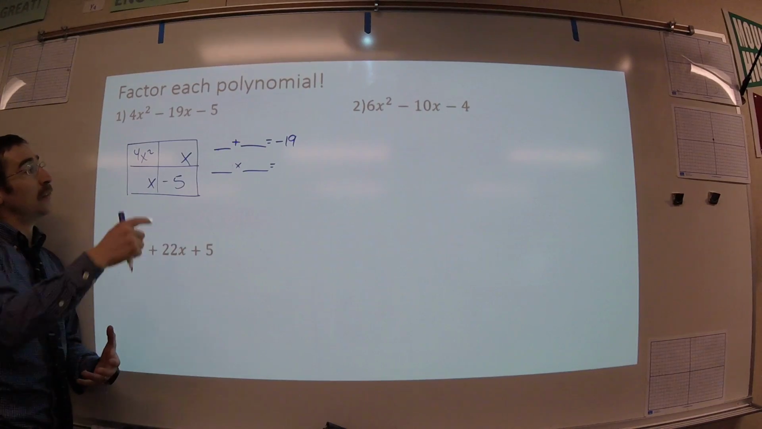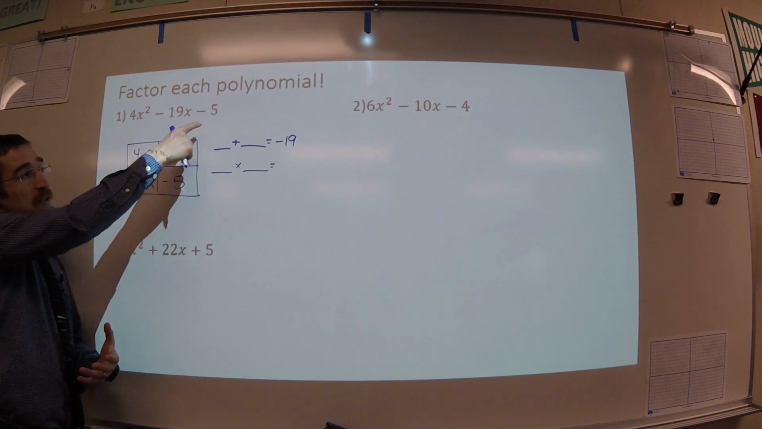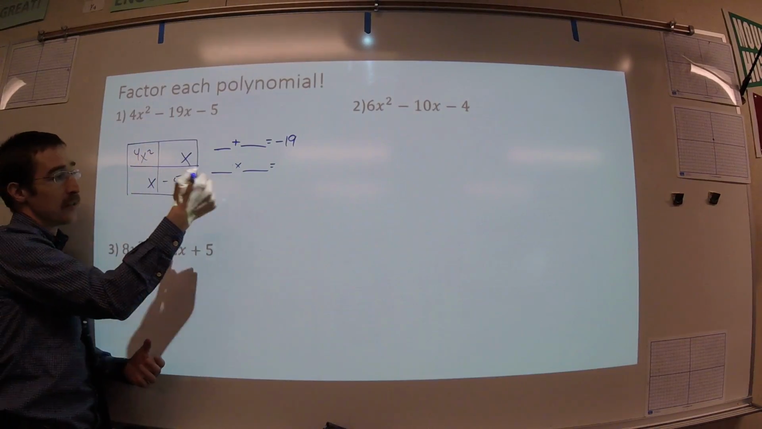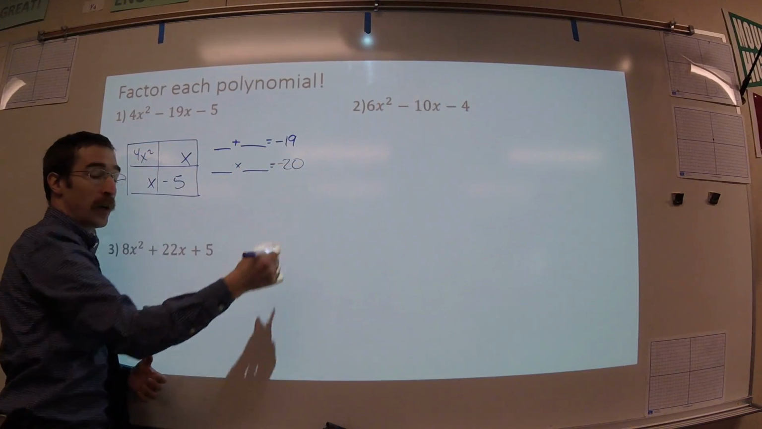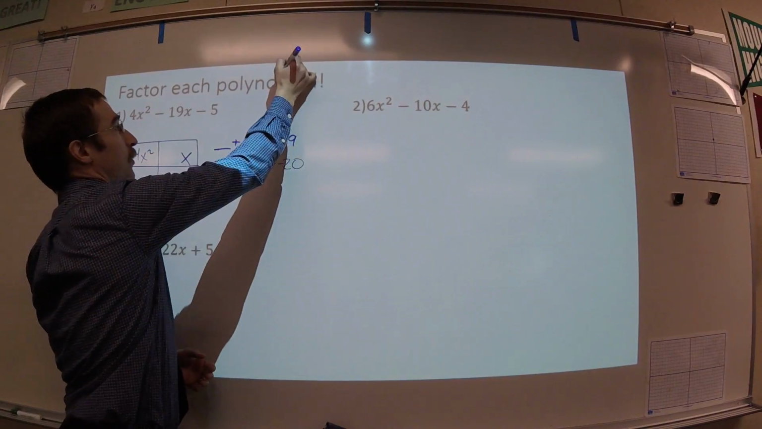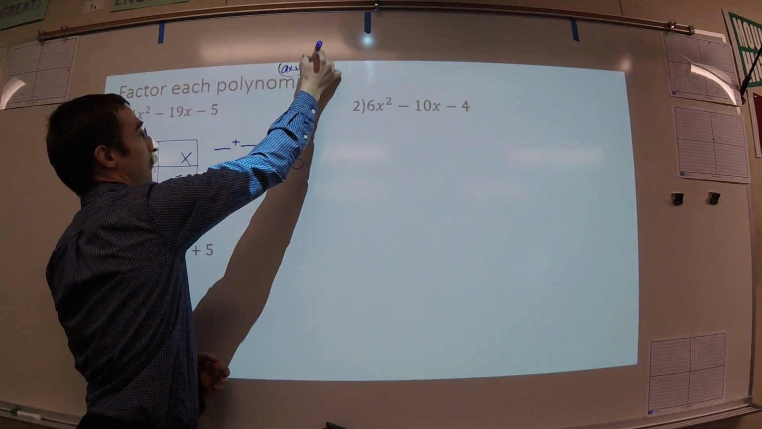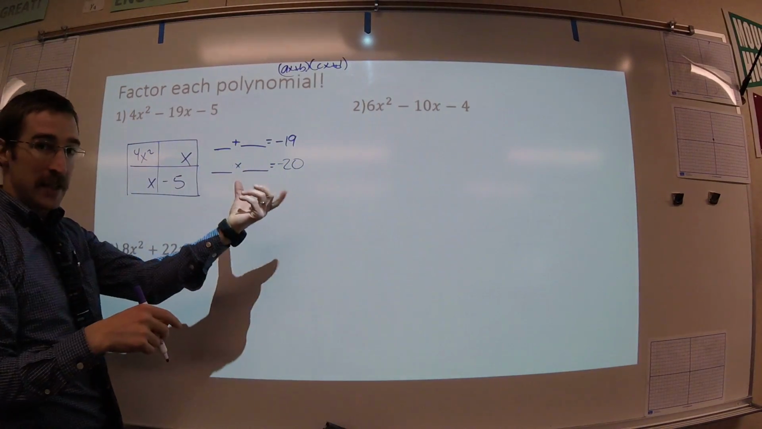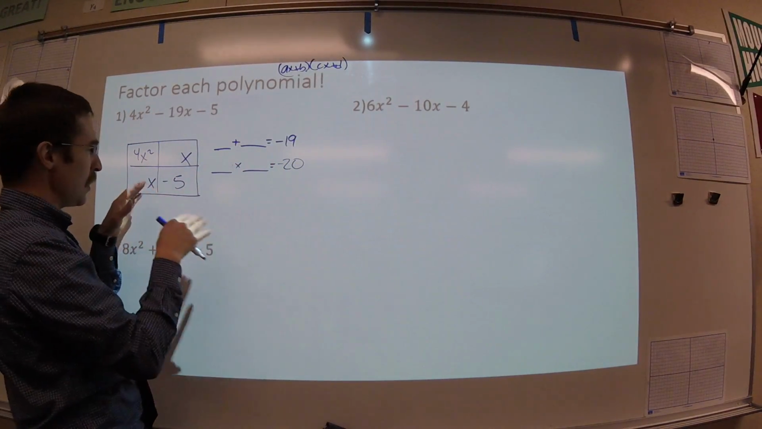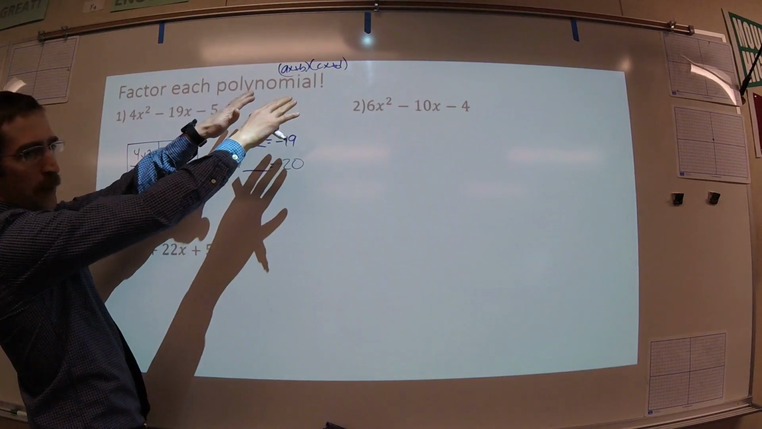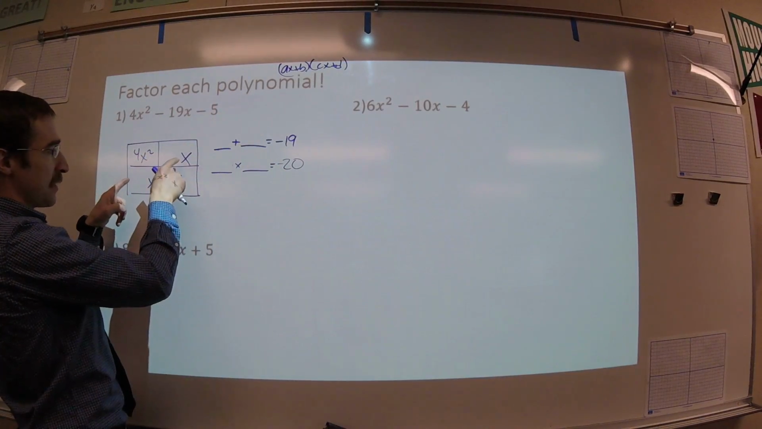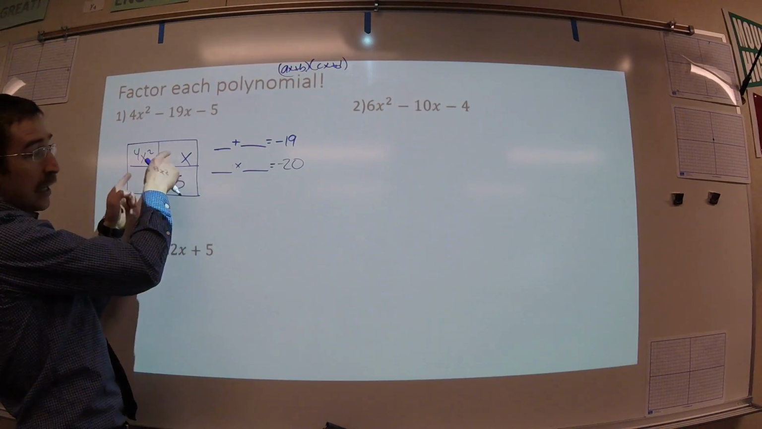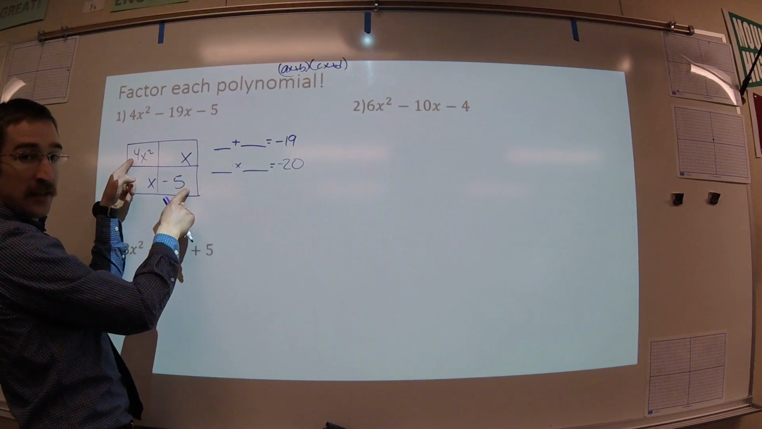But because we have this 4x squared here, it's not just multiplying to negative 5 like it was in the previous problems. It's going to multiply to the product of these two. So it's going to multiply to negative 20. And I showed that when I did the whole ax plus b times cx plus d. And each box had a, b, c, d if you multiply them all together. So it always works. If you're multiplying two binomials, the product of these two boxes is the same as the product of those two boxes. So whatever goes here, these two numbers have to multiply to the product of these two boxes.